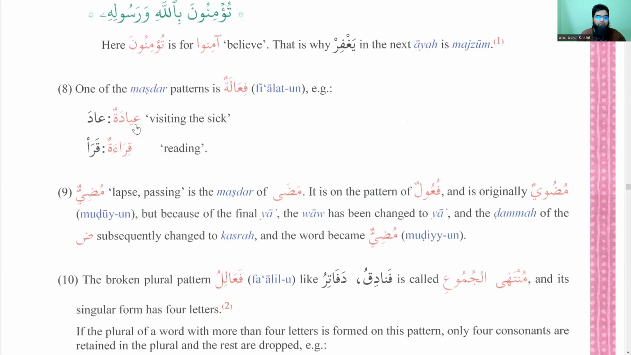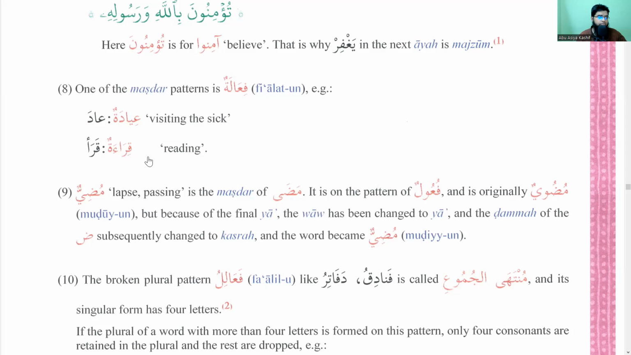One of the masdar, 8th point, one of the masdar patterns is fi'alatun. Example, ada, visiting the sick. The masdar is iyada. This is just patterns of masdar which he keeps giving till the end of the lessons. Because for 3-letter masdars, there's no one single pattern, so you just have to memorize. Ada, iyada. Qara'a, qira'atun, reading.